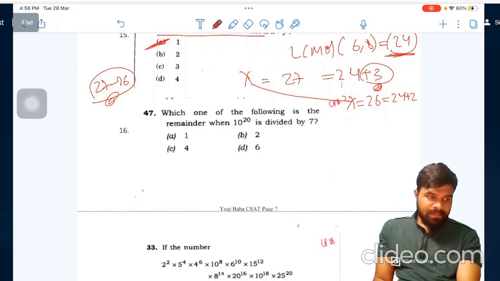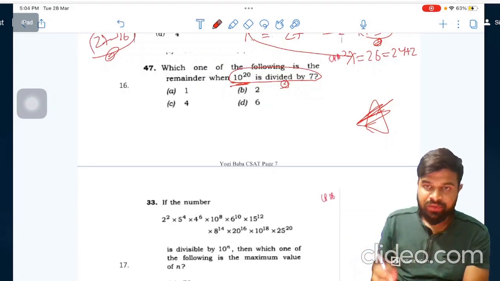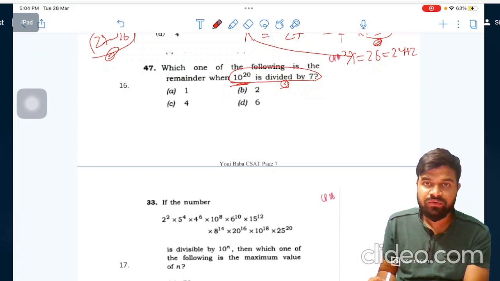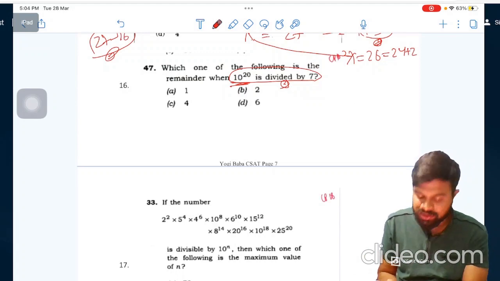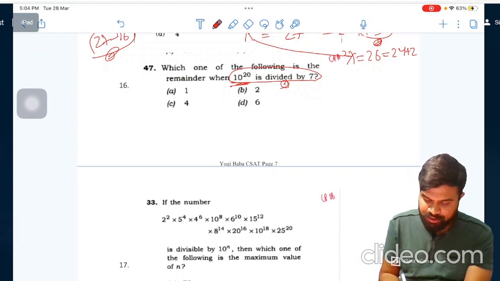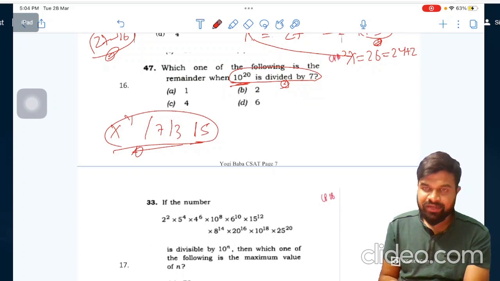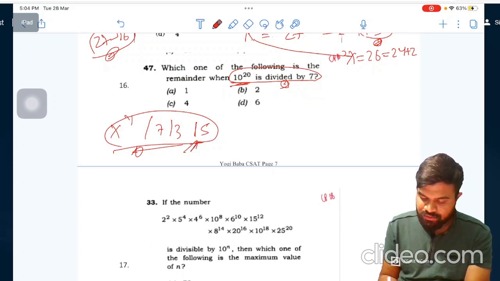In this question, see, it's a typical question of remainders, and I want to solve all of your doubts using this question. What do you think? If x to the power of y is divided by 7, 3, or any number, so that you get a remainder of 7, 3, 5, or something like that, what do you need to do? You need to do a remainder with a power.